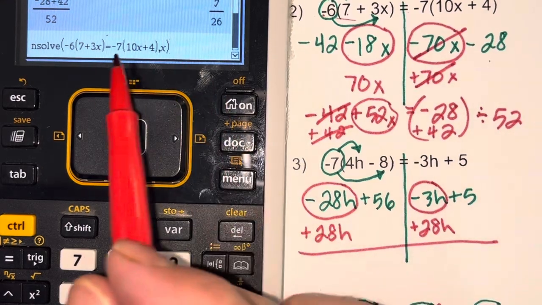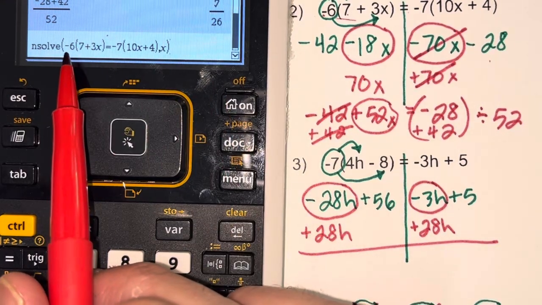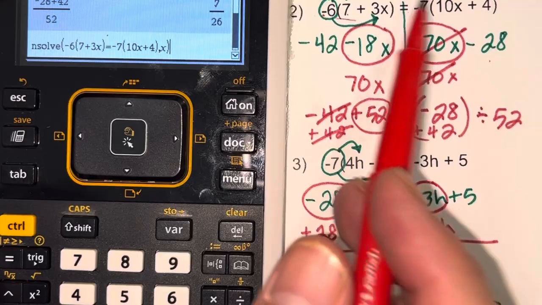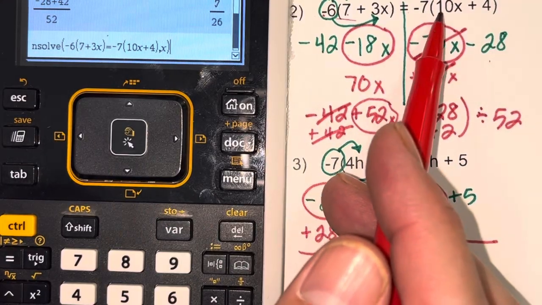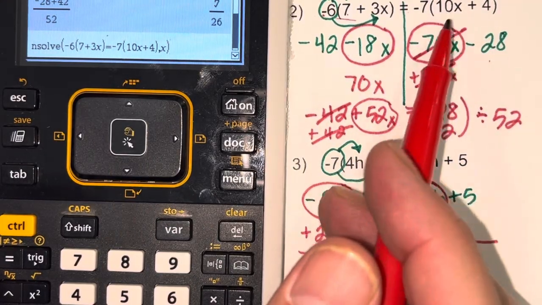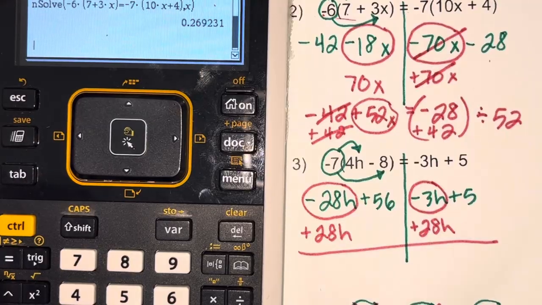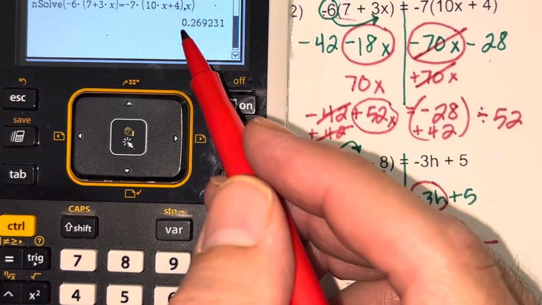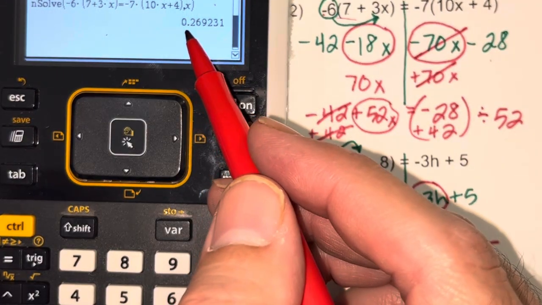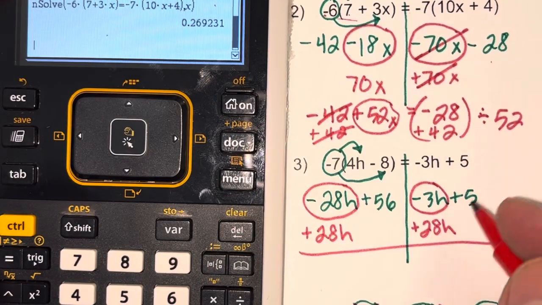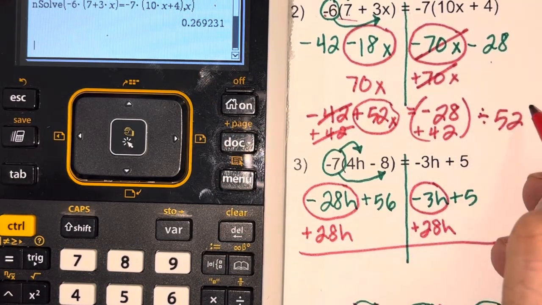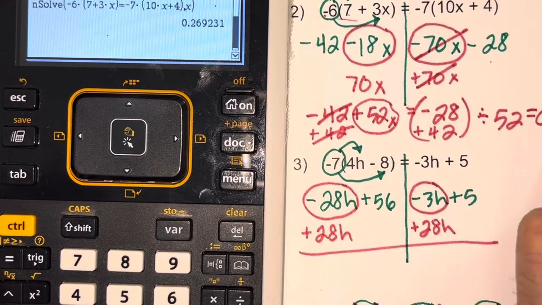So if we put it in there all correctly, so we got negative 7 parentheses 7 plus 3x equals negative 7 parentheses 10x plus 4, and then solve for x. And that is 0.269. Okay, so we solved 0.269.